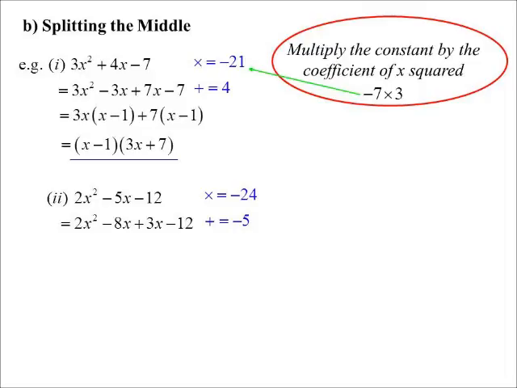So split the middle. It actually doesn't matter whether I split it the other way. I could have gone plus 3x minus 8x. It still would work. Group in pairs. And there we go. So that's a different way.